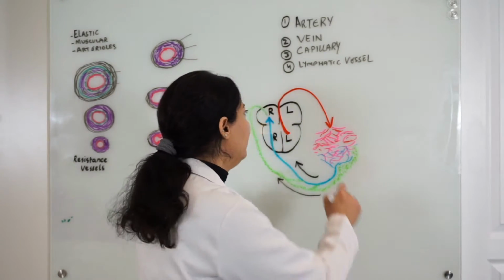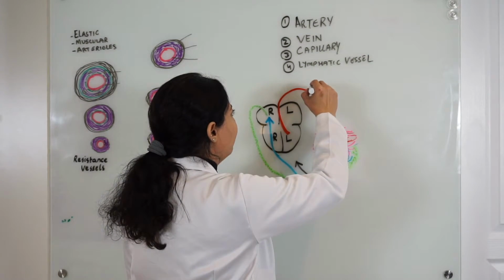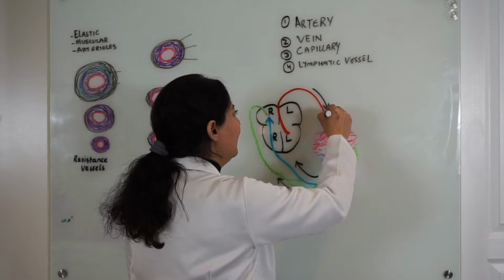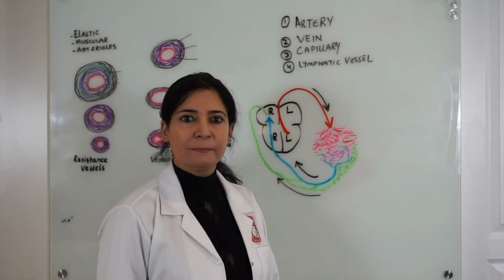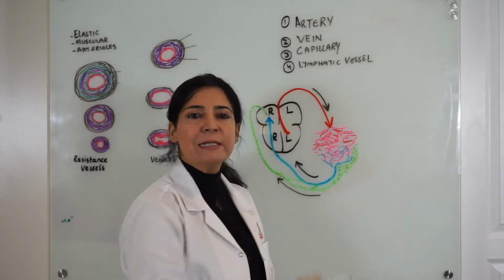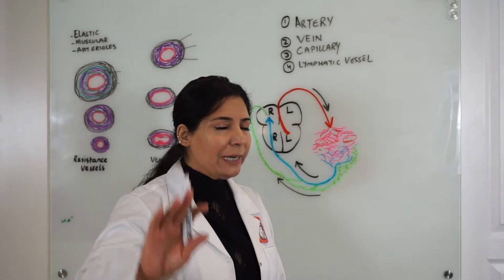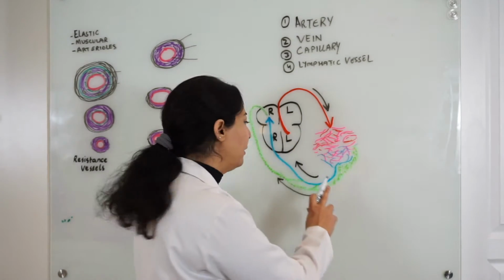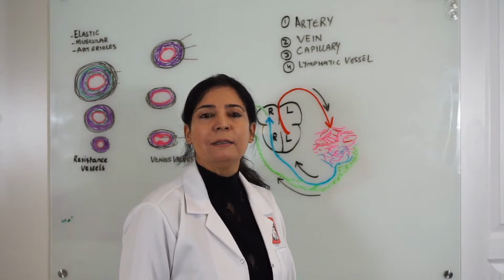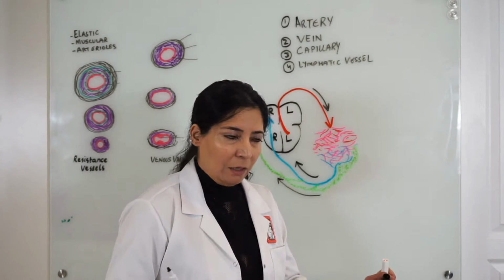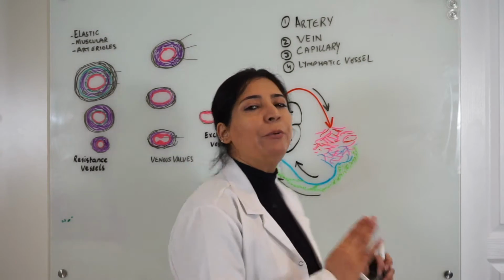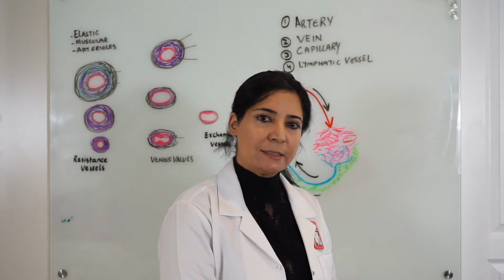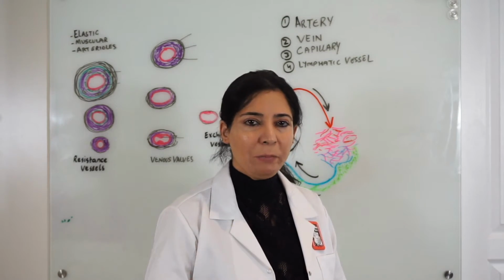So you have to remember that there is one set of vessels which is bringing blood towards the body, that is the artery, and two sets of vessels which are draining blood and fluid away from the body towards the heart. They are the veins and the lymphatics. Okay, now let's elaborate upon the anatomical structure of these vessels. So I'll take one by one.